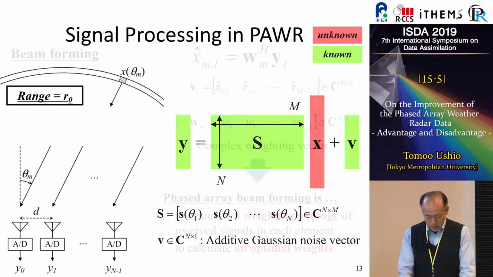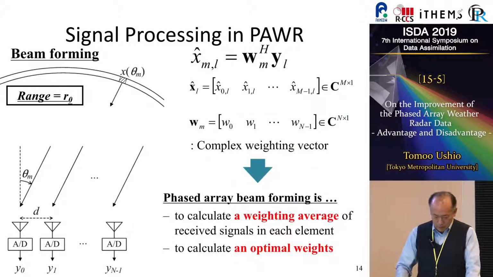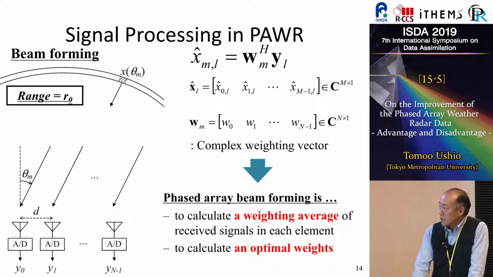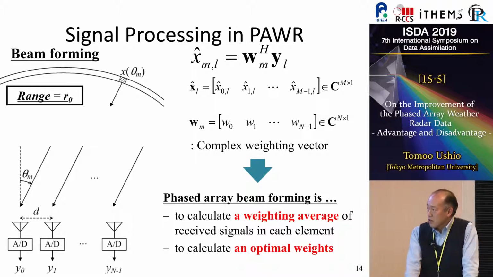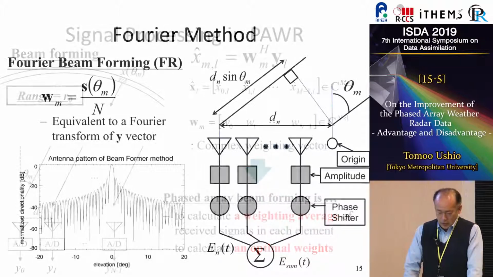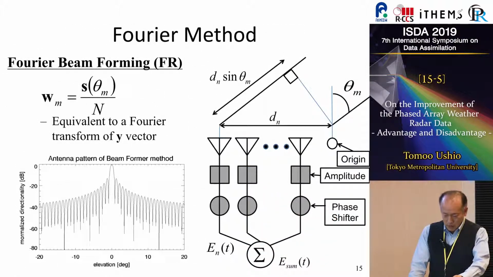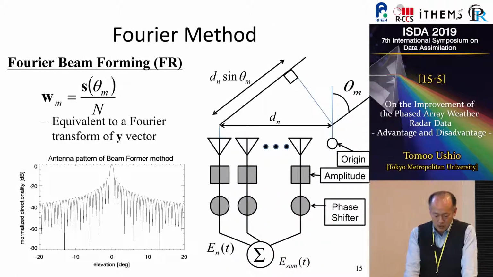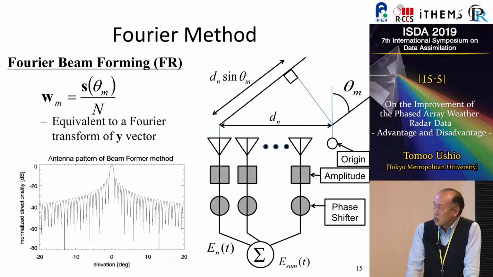In phased array radar signal processing, beamforming is to calculate the weighted average of the received signal at each element and to calculate an optimal weight. In the conventional phased array radar system, usually they take a Fourier method. That means the weighting factor is equal in all the antenna elements like this.